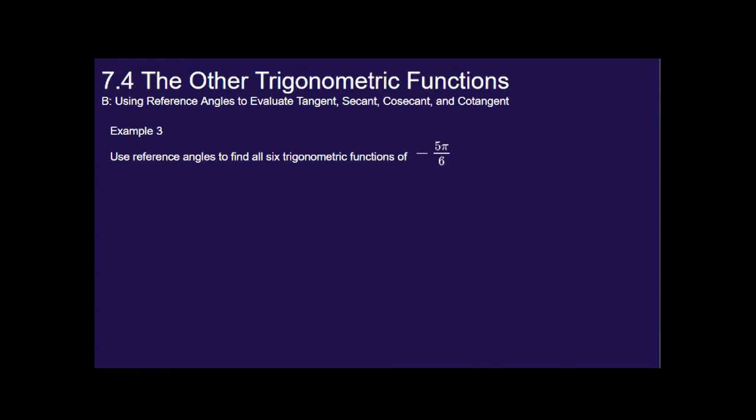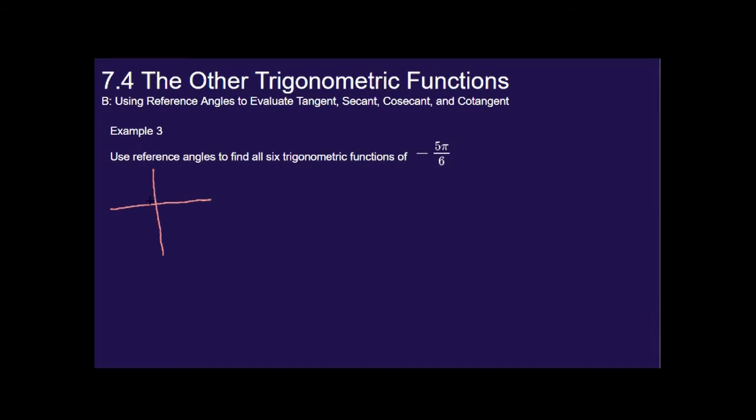So let's go ahead and put this to use. Example 3. Use reference angles to find all 6 trigonometric functions of negative pi over 6. So the first thing we need to do is find our reference angle. Let me just sketch this real quick.